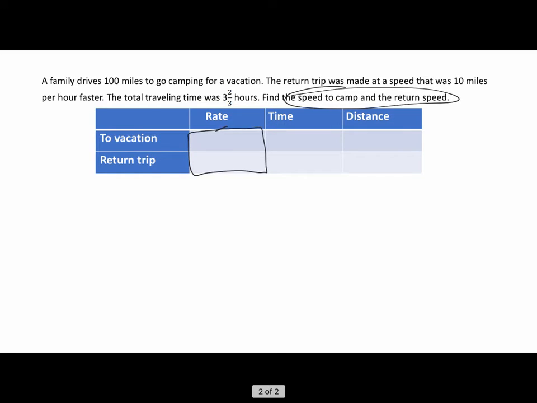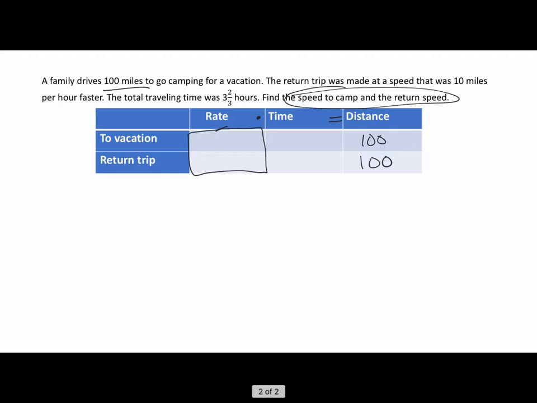Let's see what we do know. They're talking about miles, speed. So distance, that's rate times time equals distance. That's how I know what we're working with. We've got 100 miles to go camping. So that's the distance to vacation and the distance home, right?